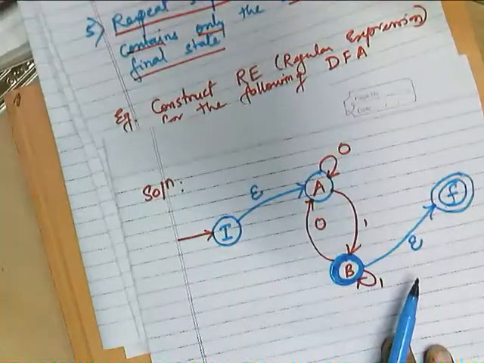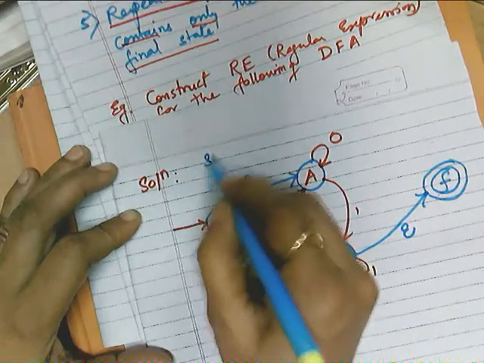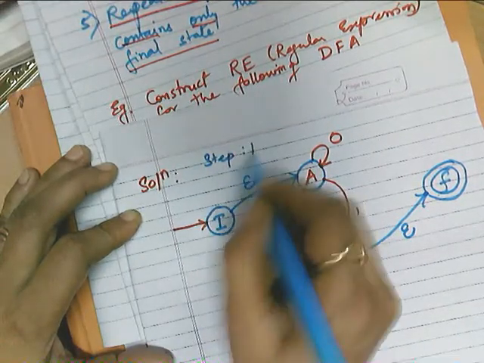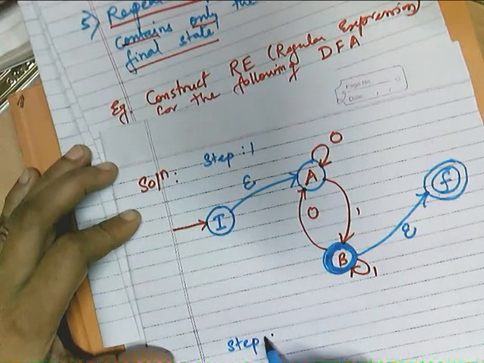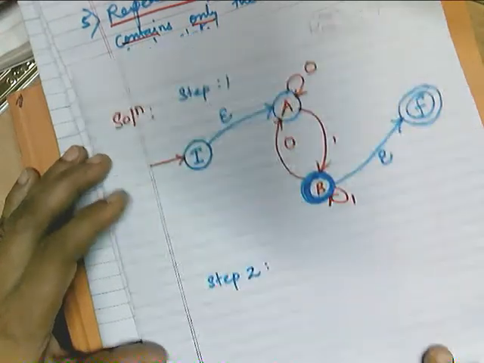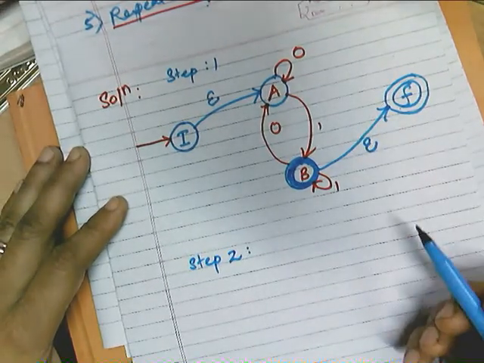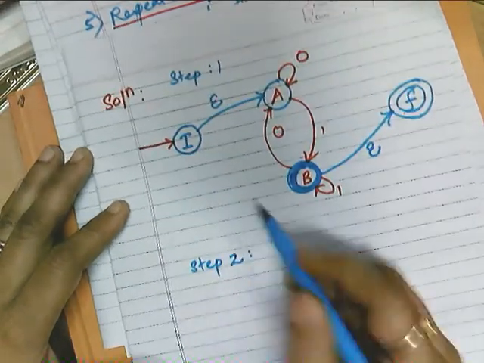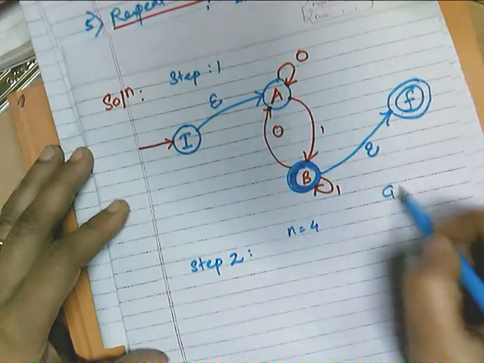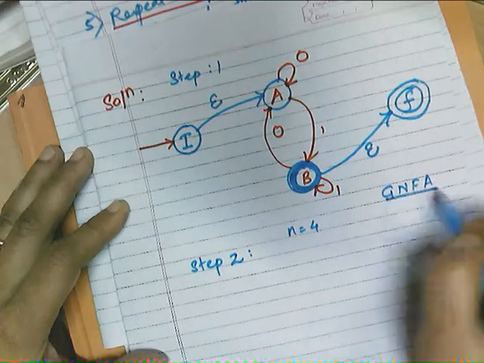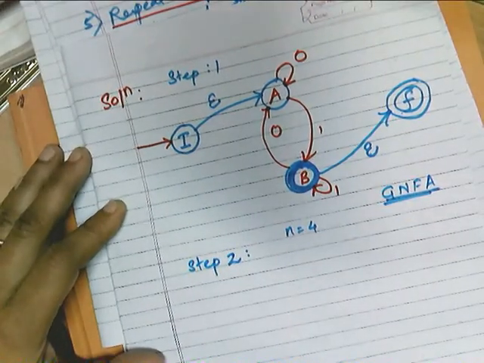So we have done the first step. So this is our step 1. Now step 2. So what is step 2? Let the total number of states in GNFA be n. So here n is equal to 4. This is my newly created GNFA, since epsilon is added.